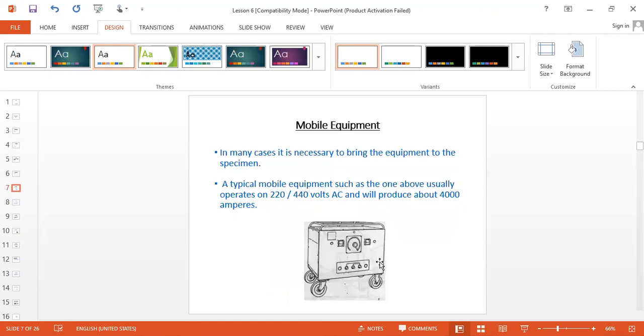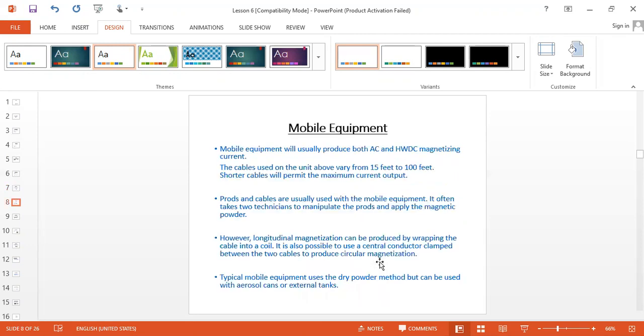AC and will produce about 4000 ampere. So here is the limitation of current. If you want higher amperage, then definitely we have to make a bigger machine, because the size of the transformer will be increased and the weight of the machine will be increased. So it is not possible to move from one location to another location within the shop floor. So this is the limitation. That's why we can make mobile equipment, but the amperage limitation is up to 4000 amperes.